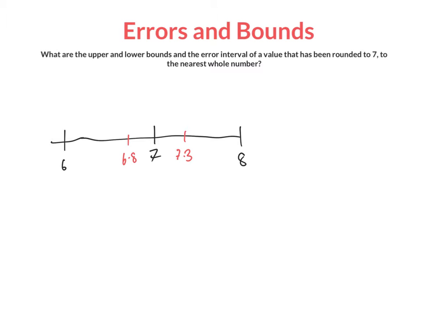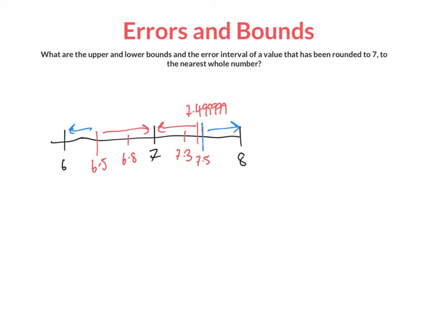And in fact, anything from 6.5 will get rounded up to 7. Anything between 6.5 and 7 will get rounded to 7. Anything less than 6.5 will get rounded to 6. And it's the same up at the top end. If we think about 7.5, anything 7.5 and above gets rounded to 8. But anything below 7.5, even something like 7.499999, if we were rounding that to the nearest whole number, we would round it to 7.